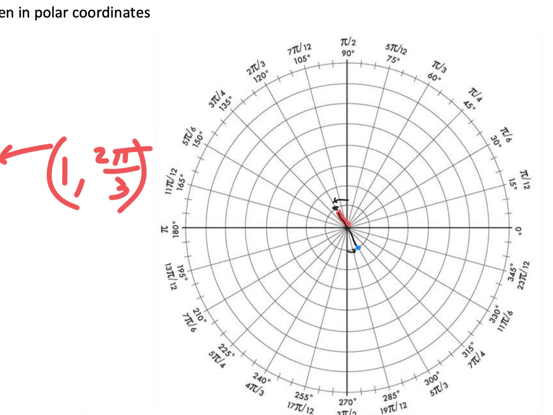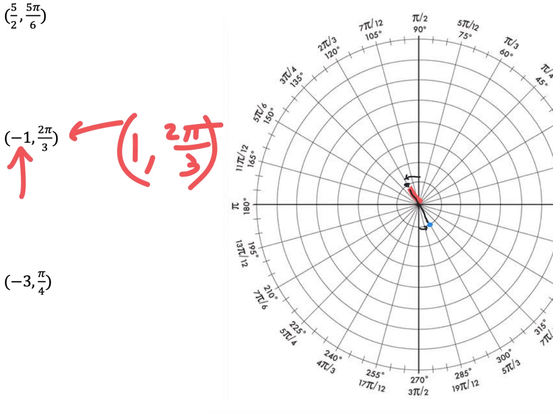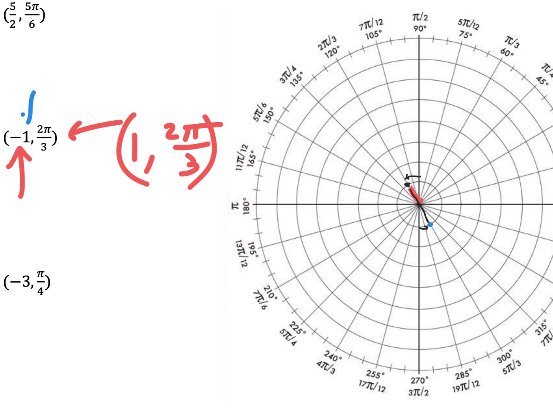Now, I want to teach you a way that other teachers have taught this, and you might like it. r is -1, so you go 1 in the negative direction. Then with this 2π/3, the weird part is now you have to act like you're at 0. That's a little bit of a stretch. And you have to go 2π/3 in that direction. And you get there. You still get the same spot.